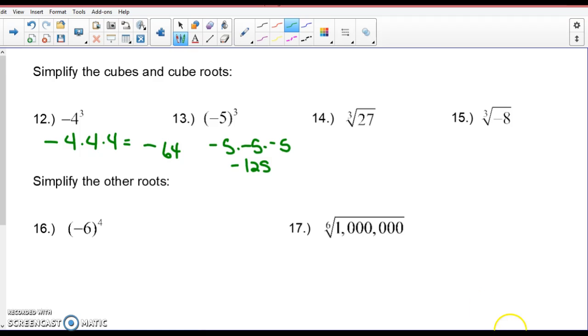How do you read that problem? How do you read that problem, Casey? Cube root of 27. That means, what are you going to multiply by itself 3 times to get 27? What is it?